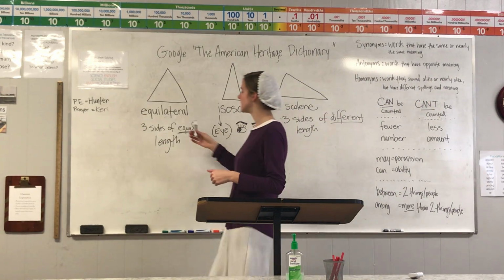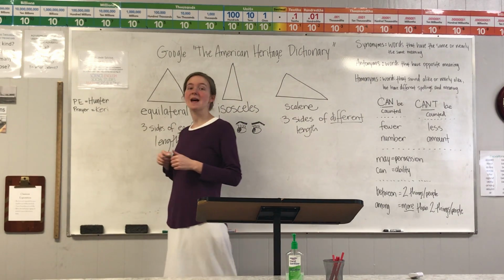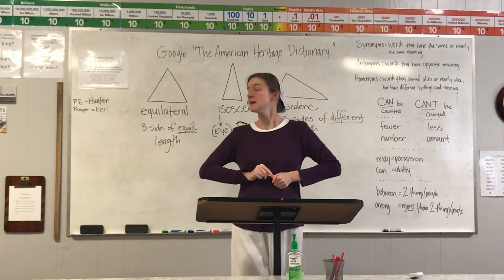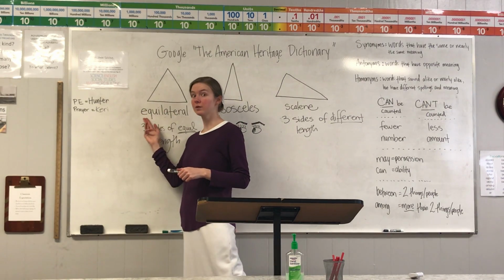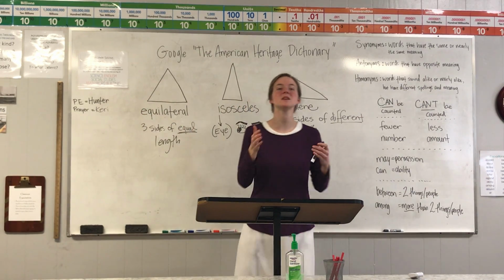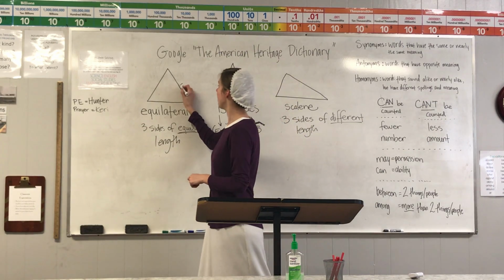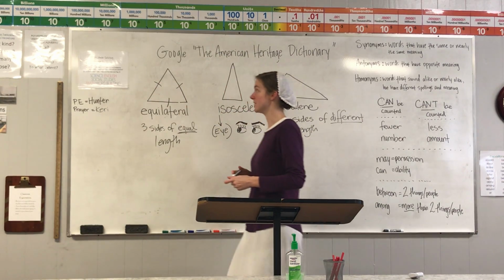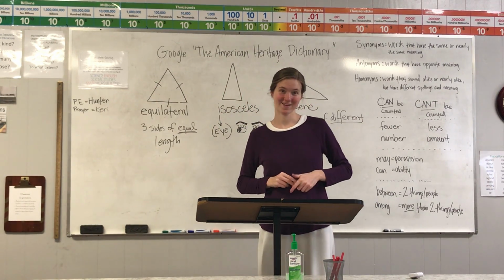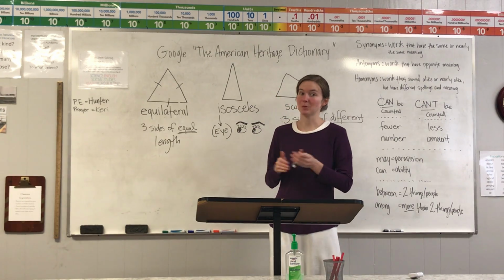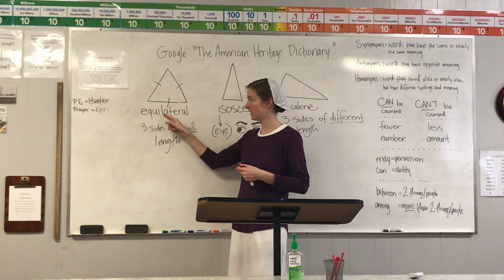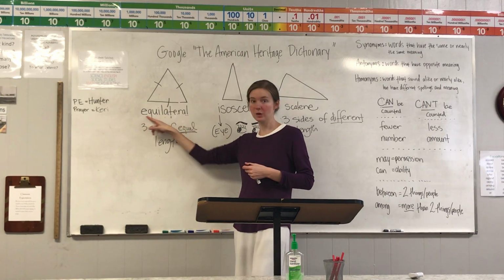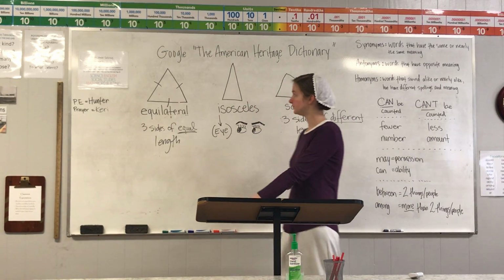I associate lateral with side and straight. So remember that whenever you see equa, it means equal. It must have equal sides. So all 3 sides must have the same length. That type of triangle is called equilateral. Notice how we spell it. Equilateral. Think about equa, then add the word lateral.